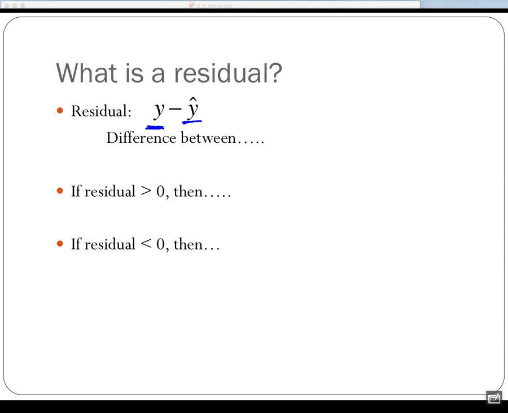If your residual is positive, that means that y is greater than y hat. So it means your prediction was too low. If your residual is negative, then y is less than y hat, which means your prediction was too high.